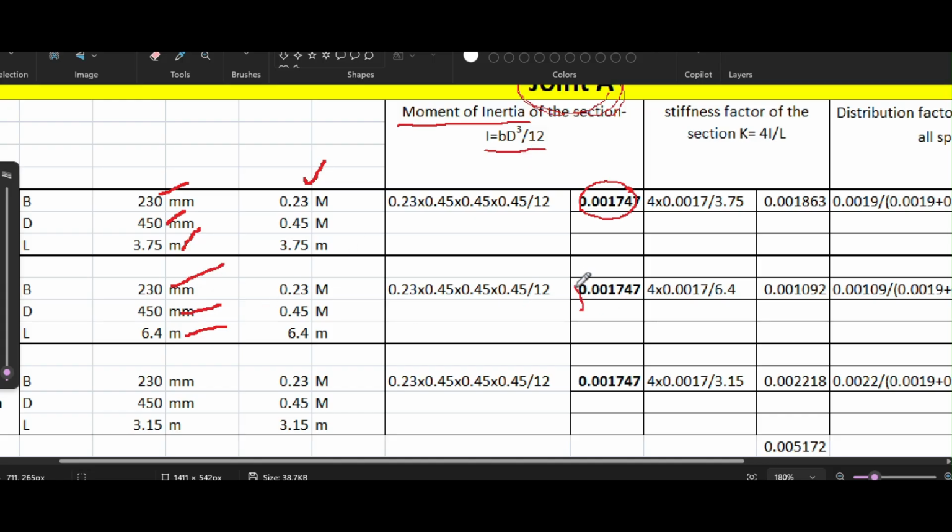Likewise, the same is calculated for the beam. This can also be the same because the section size is the same as the column. For the ground floor also, the moment of inertia is the same.